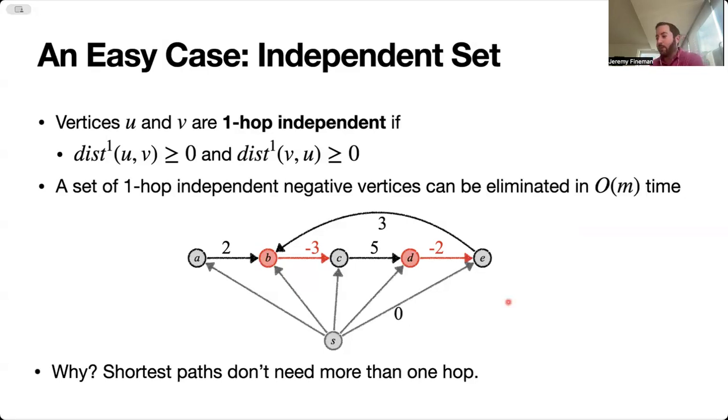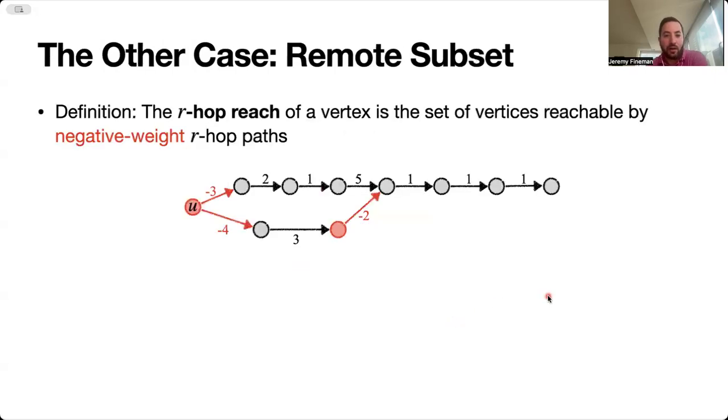But I don't have any idea how you would always find a big independent set. So we need sort of another option that we can find instead. And the other option is what I'll call a remote subset. Okay, so let me get to how do I define that?